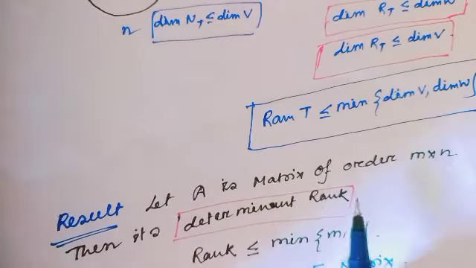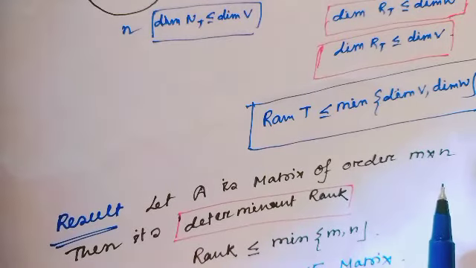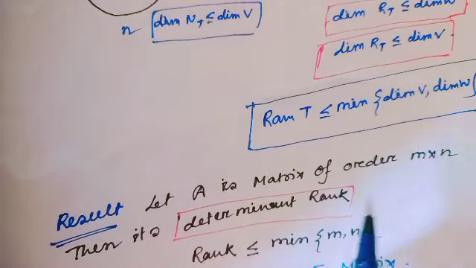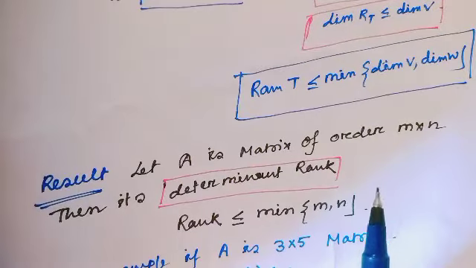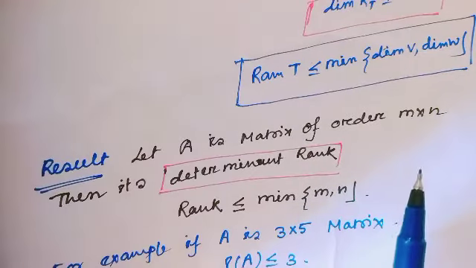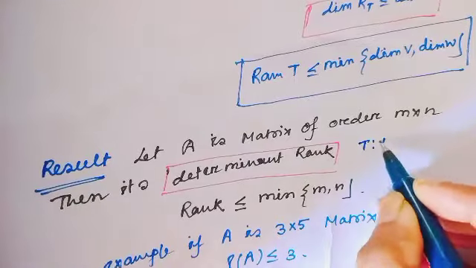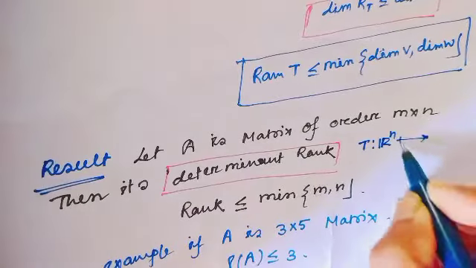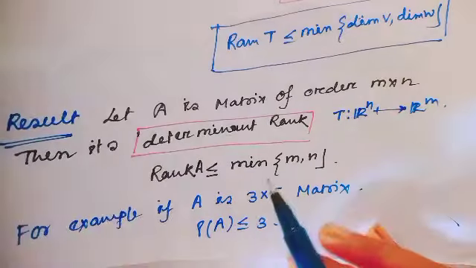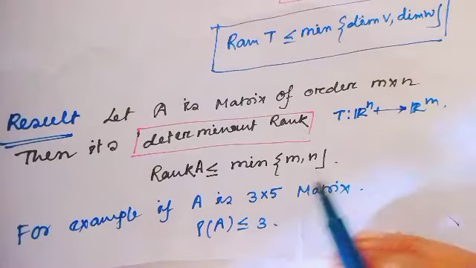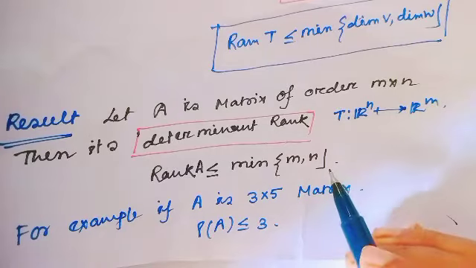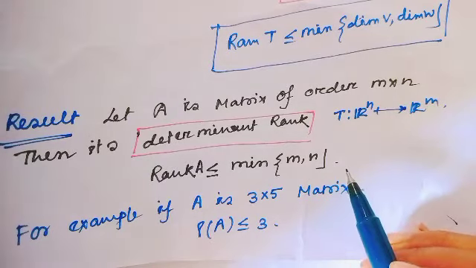And the result is of such type: let A be a matrix of order m cross n. Then determine the rank of this matrix. All of us know every finite dimensional linear transformation can be written as a matrix. A is an m cross n matrix, that means there exists a linear transformation T from Rn to Rm. So, rank of A is always less than or equal to the minimum of the set m and n.